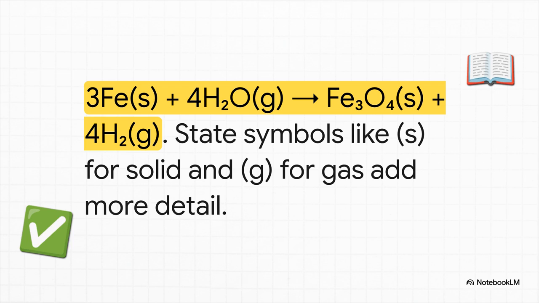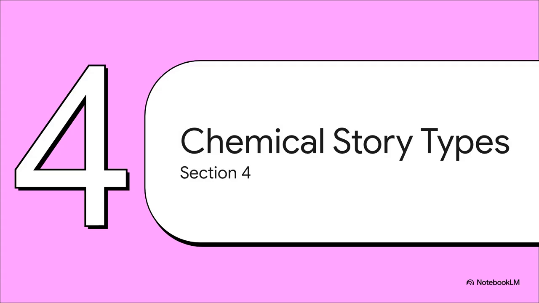It tells us exactly how many molecules of each thing are involved. And you see those little letters in the parentheses? They just add another layer of detail, telling us the physical state of each substance. S for solid and G for gas. So we know the water was used as steam. It's a whole narrative, all in one line. So now that we have the alphabet and the grammar, we can start to recognize the common plots, the genres of these chemical stories. Let's move to Section 4 to explore 4 of the most common types.